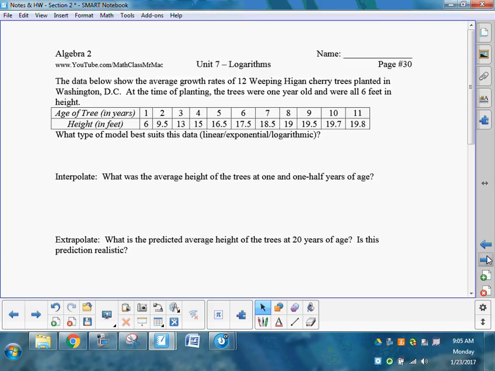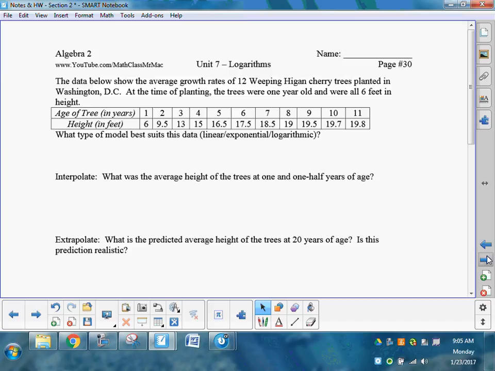The data below shows the average growth rates of 12 weeping trees planted in Washington, D.C. At the time of the planting, the trees were all 1 year old and were 6 feet in height. What type of model shows this? So now we've got three choices. Look at the data. You've got the age and the height. Is this going to be linear, exponential, or logarithmic?